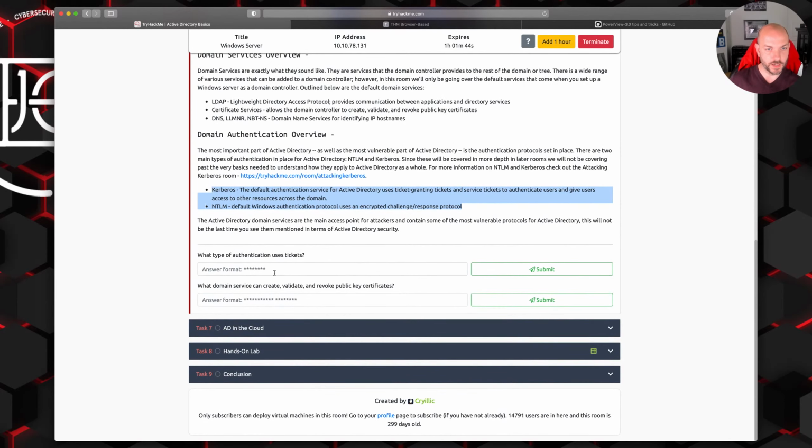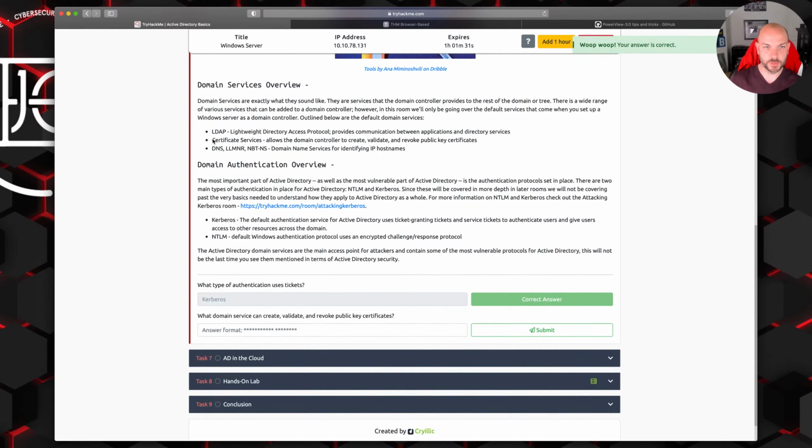All right. What type of authentication uses tickets? Well, we were just talking Kerberos. And what domain service can create, validate, or revoke public key certificates? Certificate services.